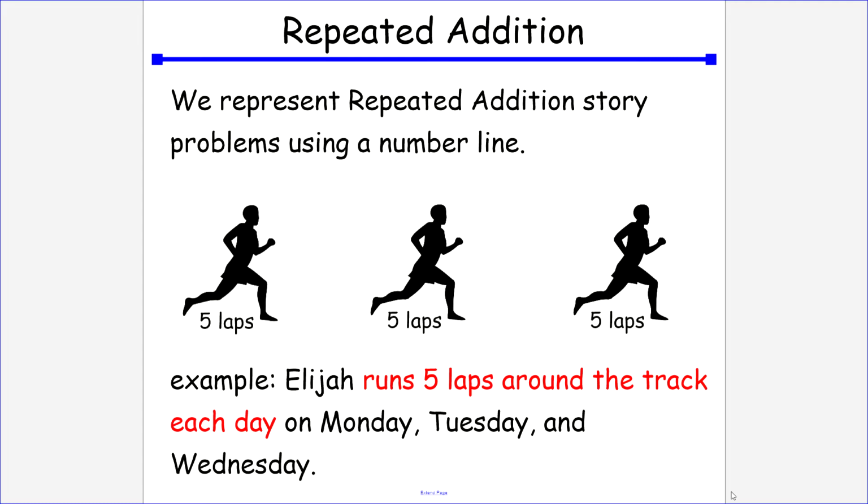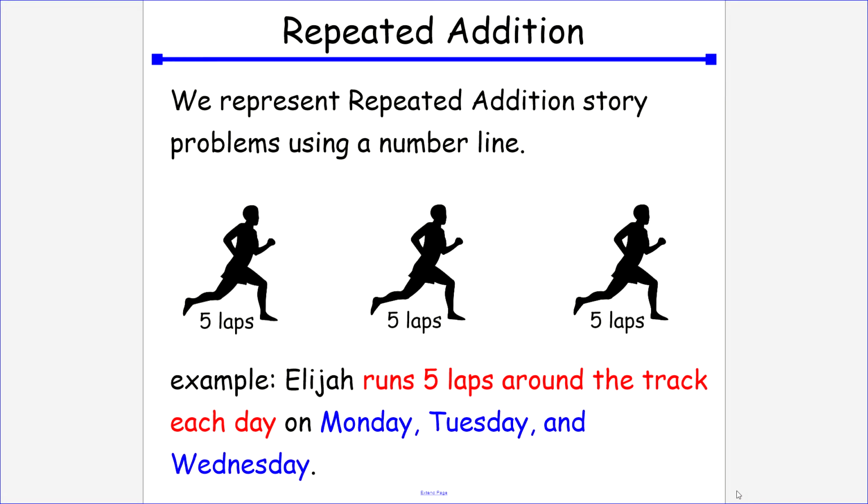The time, or how often it's happening, is a little bit trickier to figure out because it doesn't tell me how many days he does it for. It doesn't say 2 days or 6 days. It says Monday, Tuesday, and Wednesday. Thankfully, I'm a mathematician, and if I think about that, I see that Monday is 1 day, Tuesday is a 2nd day, and Wednesday is a 3rd day. So when they say Monday, Tuesday, and Wednesday, that's really the same as saying 3 days.